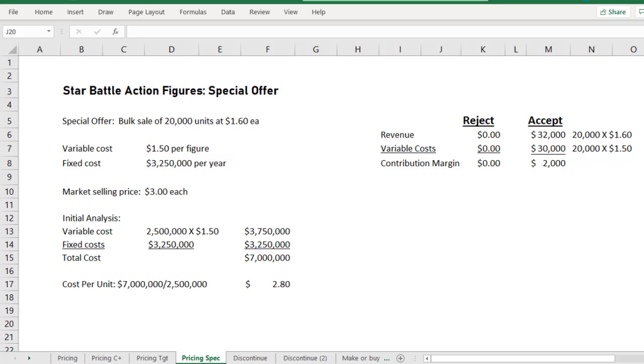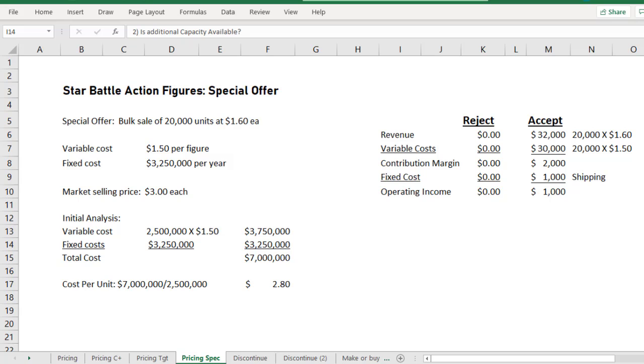Now, the variable cost will be 0 if we reject it, because that's how variable costs work. They only occur if we manufacture one of our action figures. Take, for example, the plastic in the action figure. If we decide to pass on the offer, we won't use plastic, and the contribution margin then is going to be positively impacted if we accept by $2,000.